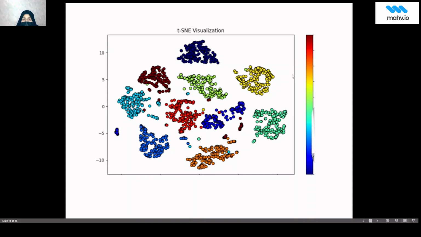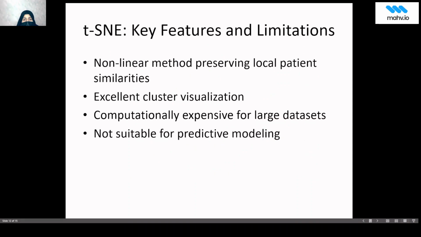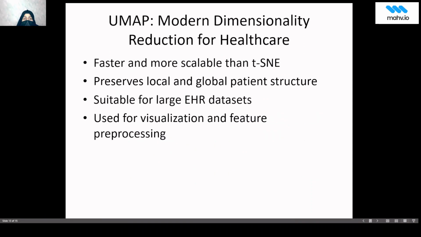So PCA is for pre-processing and t-SNE is for visualization. You will see it is a better visualization that has clusters based on neighboring data points. So this is the main difference between them.